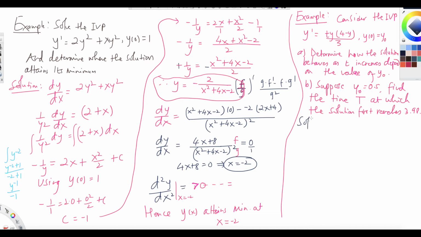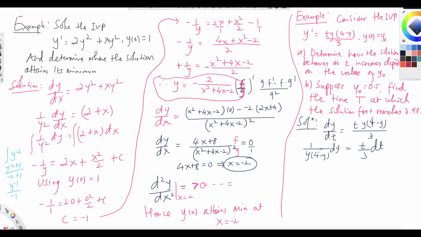So what we want to do here is first solve. That means you can write dy over dt equals t y (4 minus y) divided by 3. What I want to write next is divide by y times (4 minus y): 1 over y times (4 minus y) dy equals t over 3 dt. That's what you get.